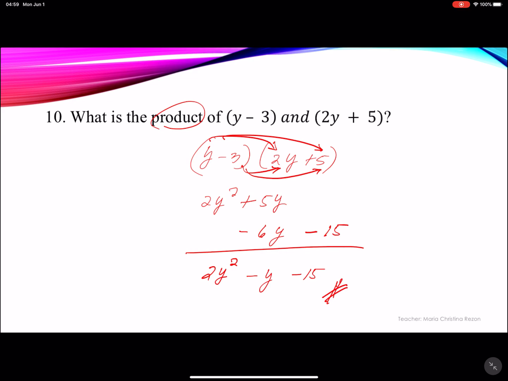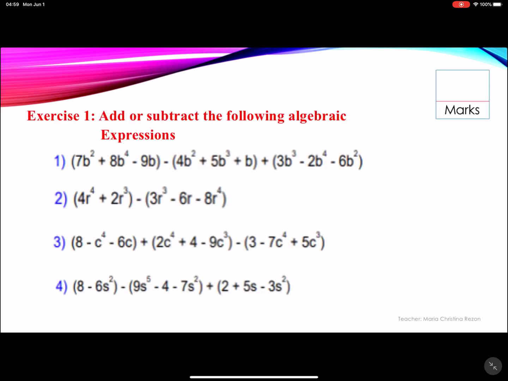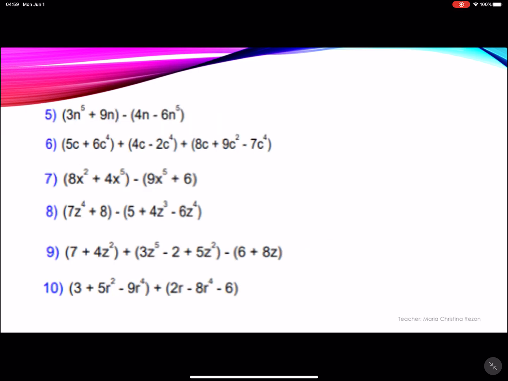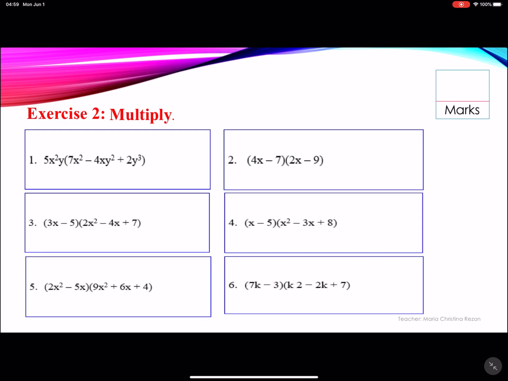That's all for today, and I want you to do some exercises here. Add and subtract the following algebraic expressions, and then you do the multiplication as well. Answers will be written in your notebook. I will collect your notebook by the time you come to school in July.